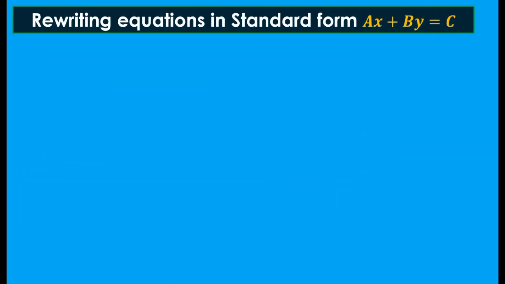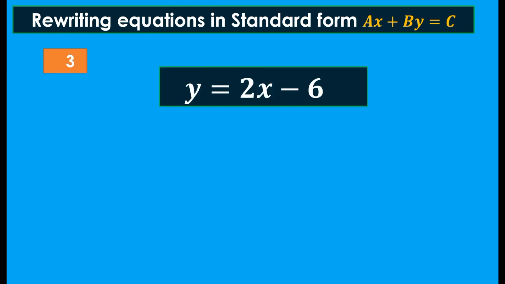Okay, let's have another one. Number 3 example, y equals 2x minus 6. Now, here in the example, this is your left and this is your right. And we have here your equal sign. In the standard form, your left should be your ax and your by, and your right should be your c. But here in our example, number 3, your 2x is placed at the right. So what shall we do now? We are going to transfer your 2x to the left.